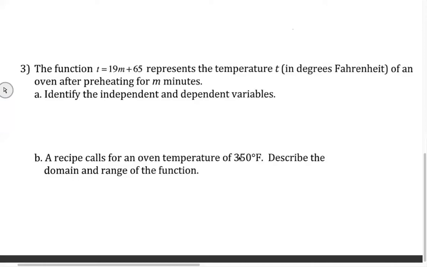So, Mike, what is the independent and dependent variable? Is minutes independent or dependent? It's independent. Independent, very good. Which makes the dependent temperature.